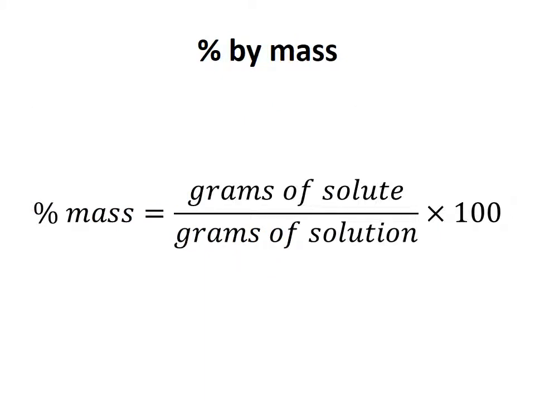So we start with percent mass. Percent mass, basically we're going to do grams of solute over the grams of solution times 100. So that is how many grams of the solute we have in the total grams of solution. And to get the grams of solution, we're going to add the mass of the solute and the solvent.